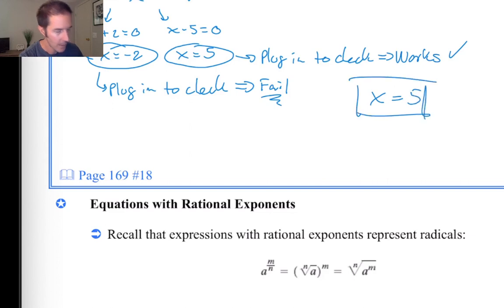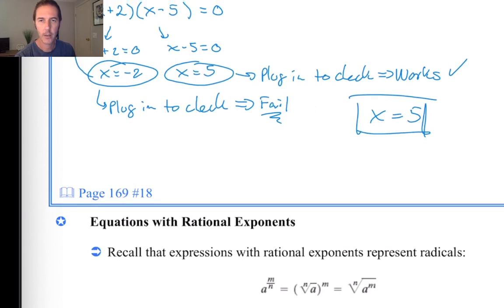So it turns out that x equals 5 is our only solution. When we plugged 5 in and did a check, it worked, and so 5 is our only solution. When you're working with equations that involve squaring or square rooting, I definitely recommend doing a quick check, even if it's just visually doing some arithmetic in your head.